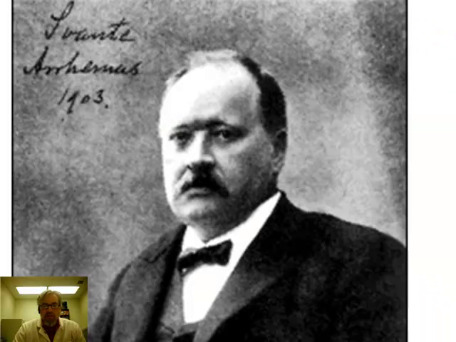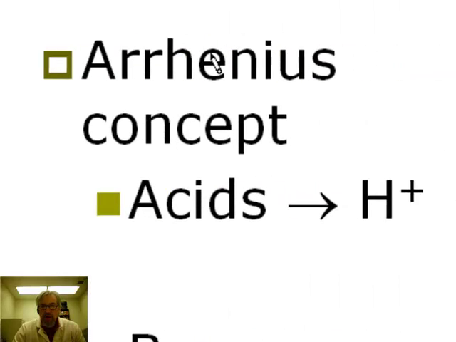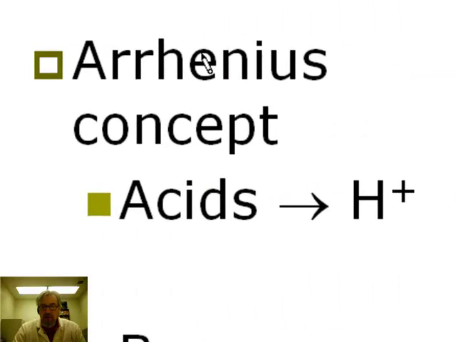The first person who really came up with a good definition for what an acid is and what a base is was a guy named Svante Arrhenius. Svante Arrhenius was a Swedish chemist, and his idea was acids give hydronium ions, which are H3O+ ions, in aqueous solutions, or in water-based solutions.